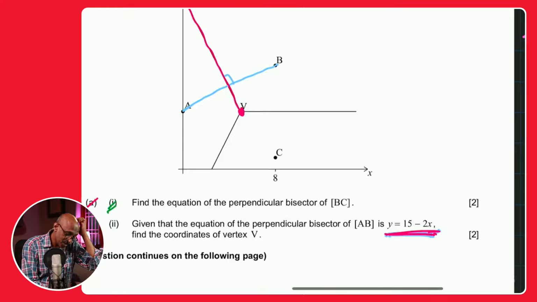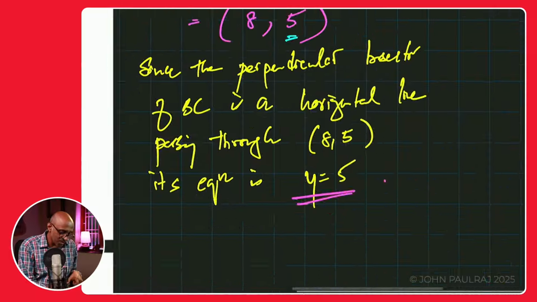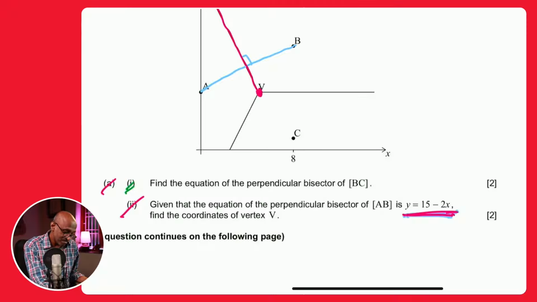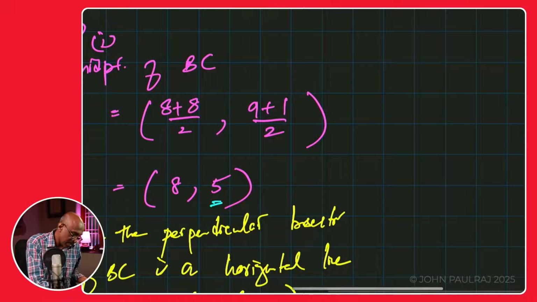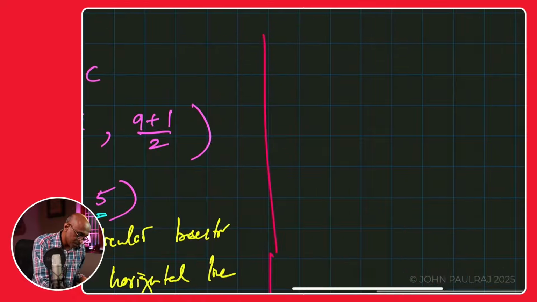Because it's the point of intersection, it will satisfy both equations. So basically, we're just going to equate the two. We're going to equate y equals 5, the equation of the perpendicular bisector of BC, which we found just about 1 or 2 minutes ago, with 15 minus 2x. That horizontal line, y equal to 5, and 15 minus 2x is what we want to work with. Let's explain that in the answer before we find it. We'll just mention that it's the point of intersection.